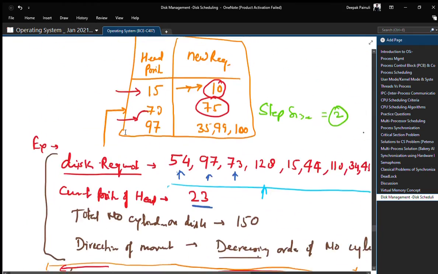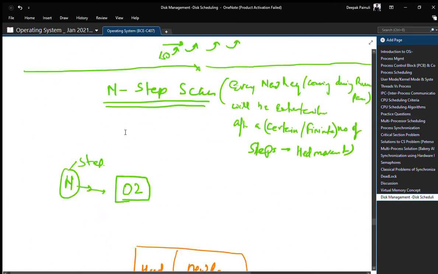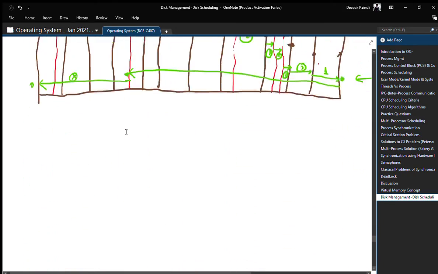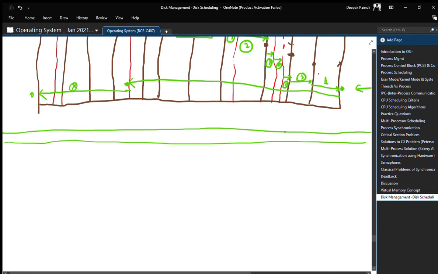So in the last class we covered FSCAN and N-step SCAN. Okay, so today we will cover our next algorithm, which is the LOOK algorithm. We will cover LOOK and C-LOOK.